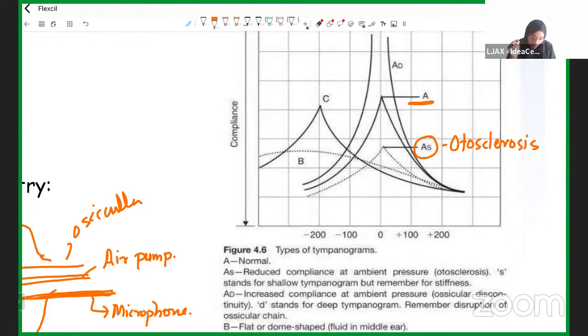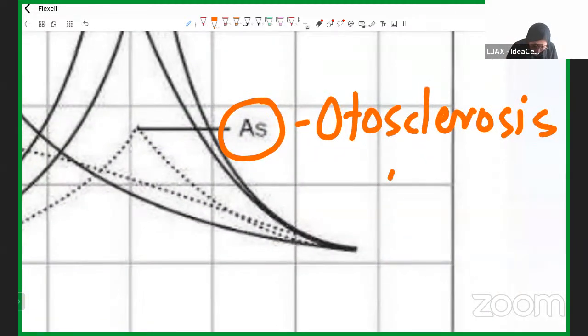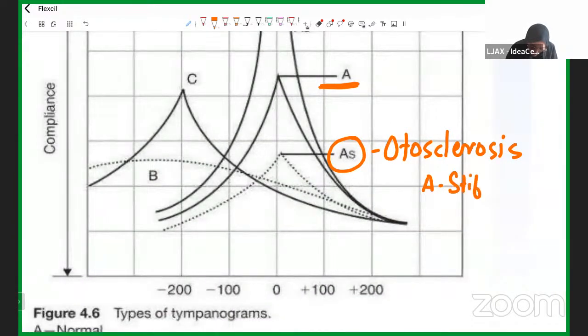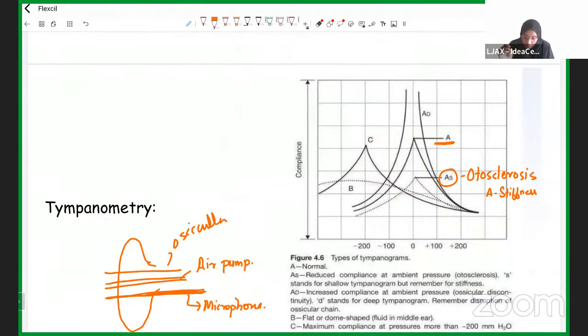Okay. Here what happens, it stands for shallow tympanometry, where you can see the wave is very shallow. It is not peaked. Here you should remember that S stands for stiffness. So As is a shallow tympanograph. It is seen in otosclerosis and it is reduced compliance to the sound.